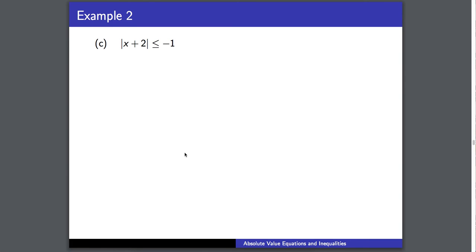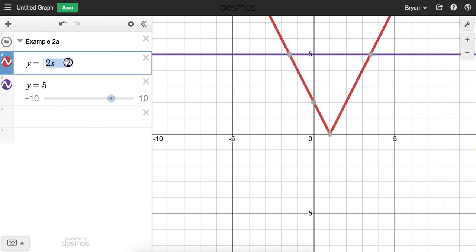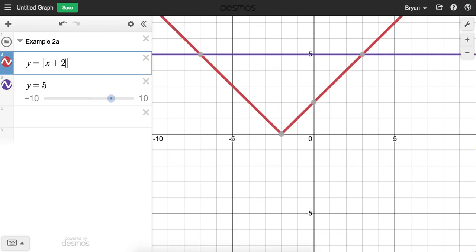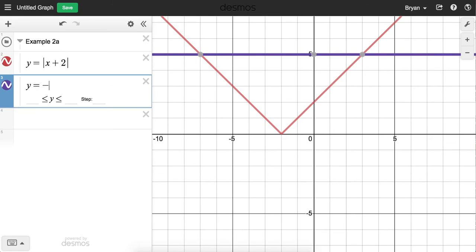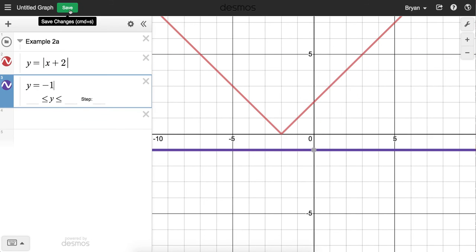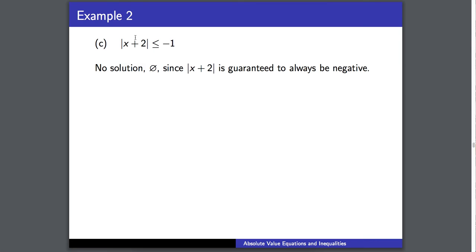All right, part C, we have absolute value of x plus 2 less than or equal to negative 1. And this one is actually, again, no solution because absolute value of x plus 2 is guaranteed to always be non-negative. So if we take a look at the graph of absolute value of x plus 2 and negative 1, notice they don't intersect.